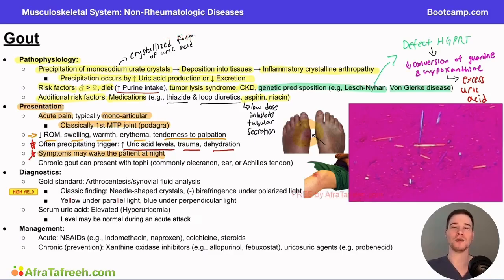They get the inflammation, the flare up, the pain. They wake up in the middle of the night and they come to the clinic the next day and say, oh my gosh, I woke up last night. My toe hurt so bad. What's going on? So for a board style question, I want you to associate that joint pain waking somebody up in the middle of the night with gout until proven otherwise.